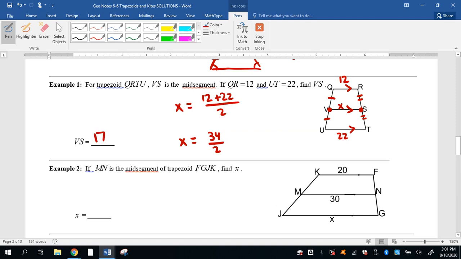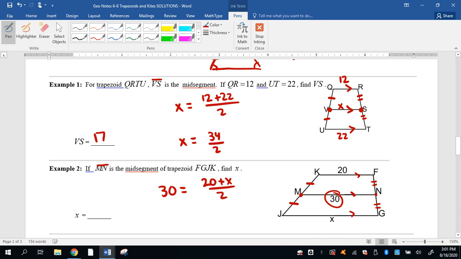So like number 2, MN is the mid-segment. This should be line segment, and here this should be line segment. So mid-segment means those two pieces are the same, and these two pieces are the same, meaning N is the midpoint. So these are all parallel. So what do we know? We know that 30 is the mid-segment. So 30 is the average of those two other pieces, 20 plus x over 2.